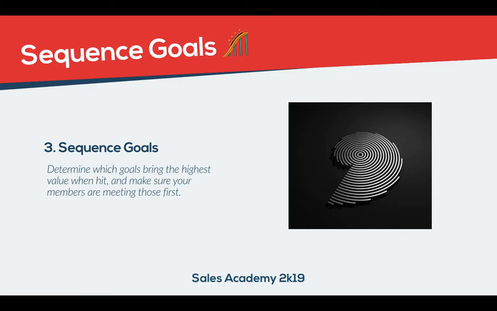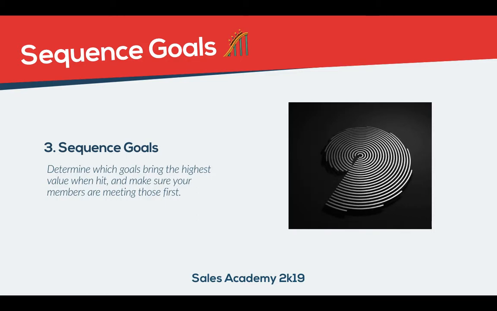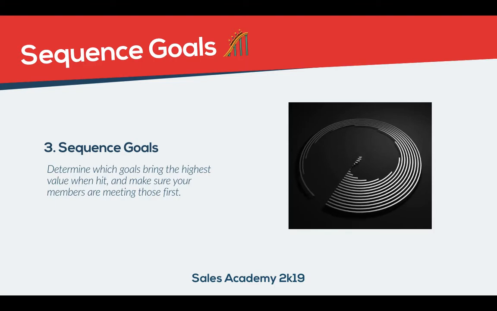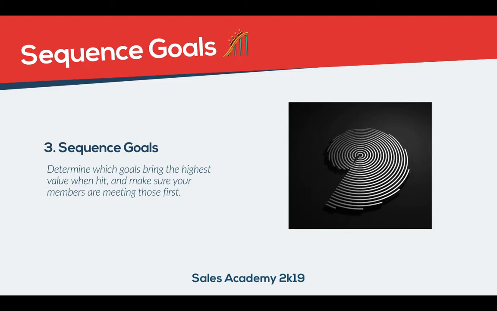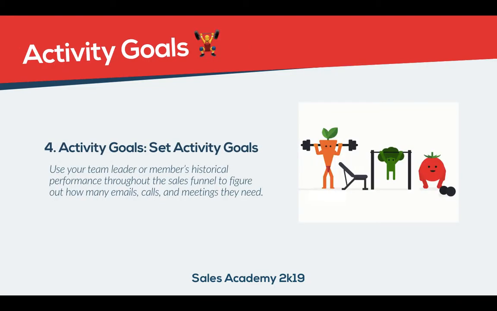Step number 3 is to also set sequence goals. This one is to determine which goals bring the highest value when they are achieved and make sure that your members are meeting those goals. So let's say if at this certain point in the timeline, it's mostly important for you to get meetings raised, then you are focusing on this goal.